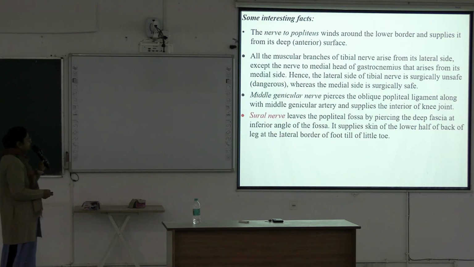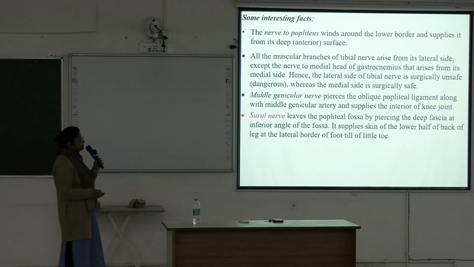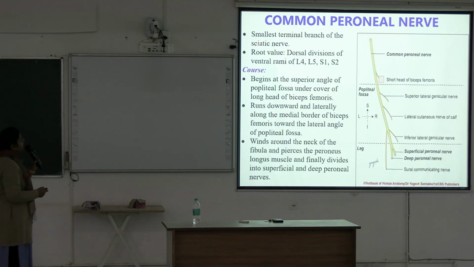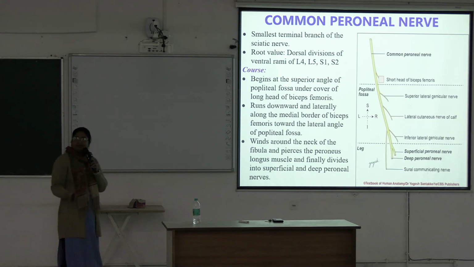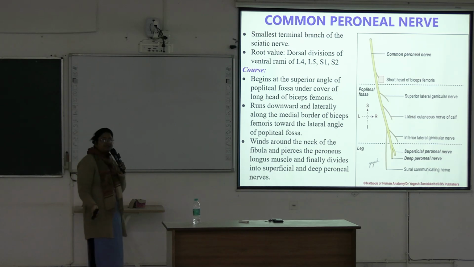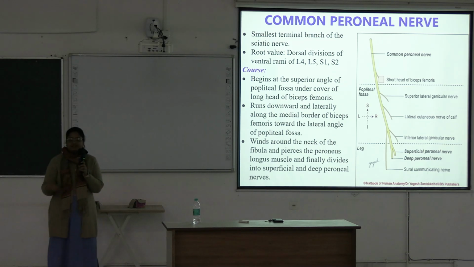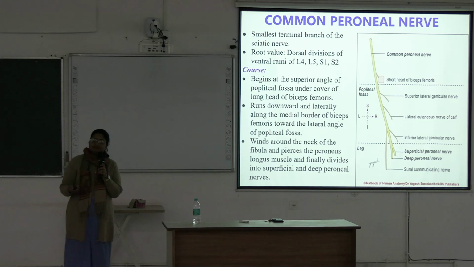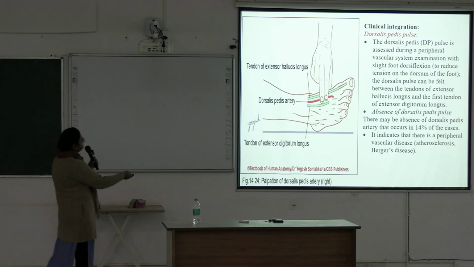Sural nerve: it leaves the popliteal fossa by piercing the deep fascia at the inferior angle of the fossa and supplies the skin of the lower half of the back of the leg and the lateral border of the foot till the little toe. Common peroneal, the smaller terminal branch: root values and branches are important. Branches are deep peroneal and superficial peroneal. Superficial peroneal supplies peroneus longus and brevis, and sometimes tertius, but tertius is supplied in the anterior compartment by the deep peroneal nerve. So branches are important for this.